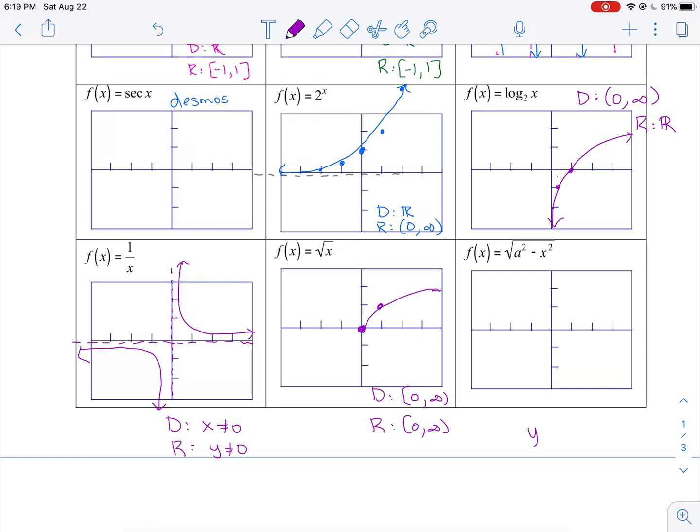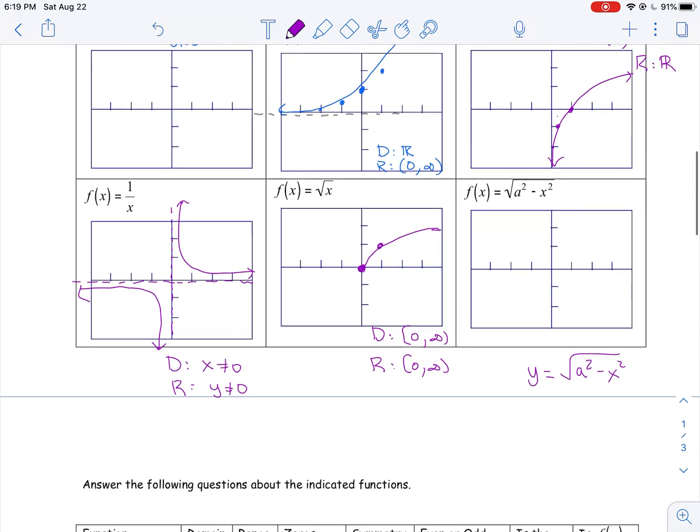And then this one, we have y equals the square root of a squared minus x squared. You guys might not know what this is, but let's do some manipulations. Let's square both sides. And we would have y squared equals a squared minus x squared, and then let's add x squared to both sides. So I have x squared plus y squared equals a squared. We talked about this earlier when we were talking about relations and functions. If you guys remember, that is the equation for a circle. Since it's the positive square root, it's just the top half of the circle.